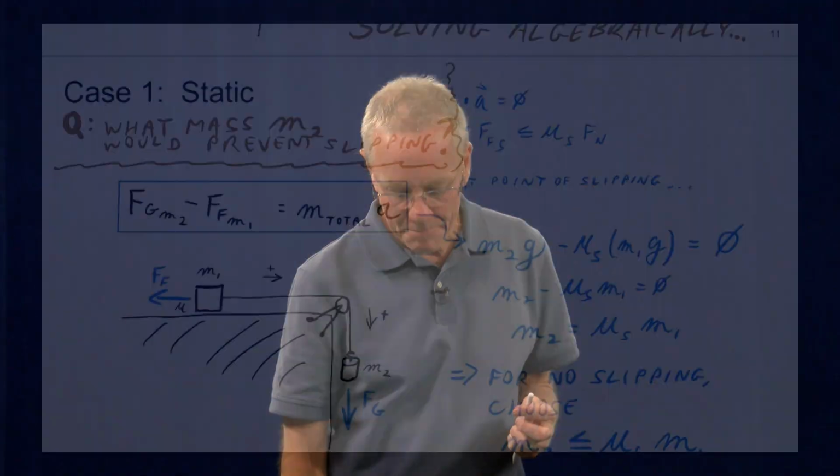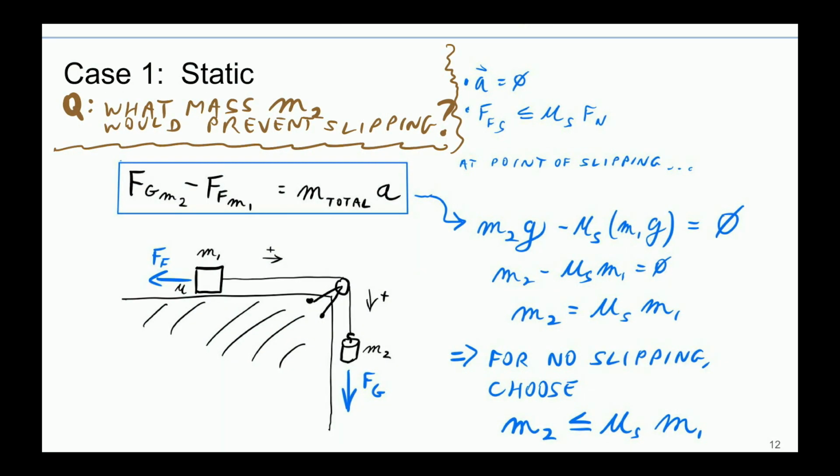Let's check it out. You might be asked in an advanced class, what mass would you need to prevent this system from slipping? And if you freeze the video, you can see the details. But important here is the form of my answer. I say, for no slipping, just make sure you choose M2 appropriately. It's got to be less than mu static times M1, and you're good to go. Or you're good to not go. It means you will not be slipping if you meet that condition.